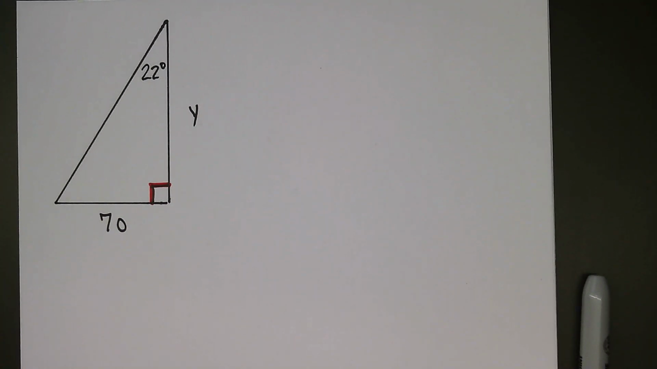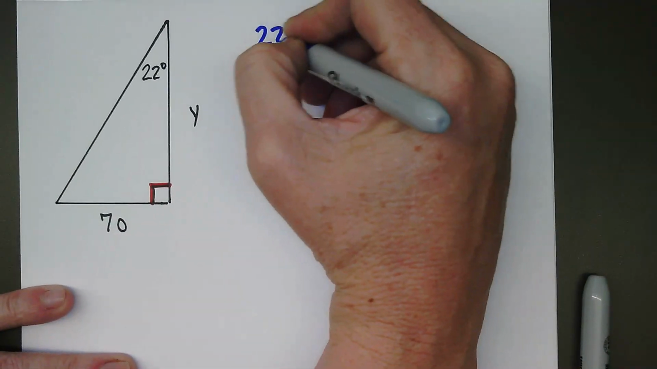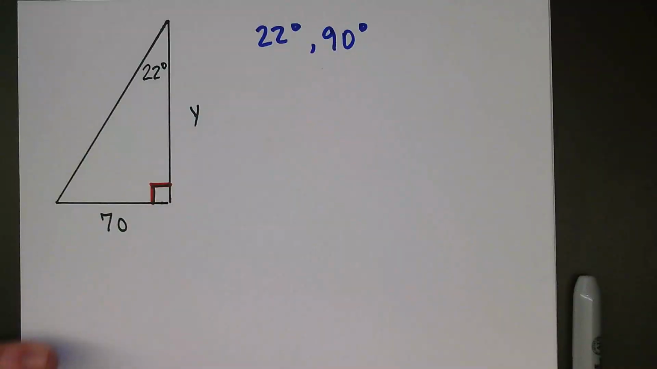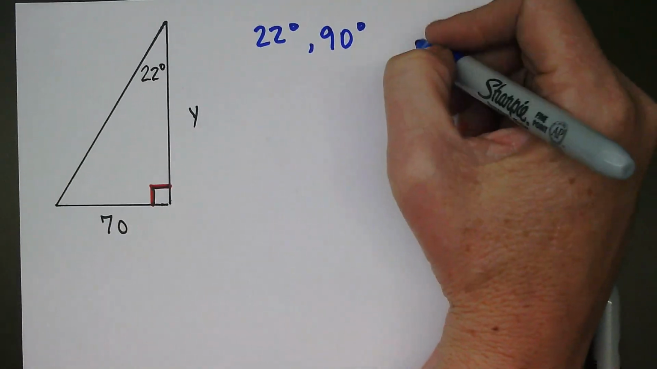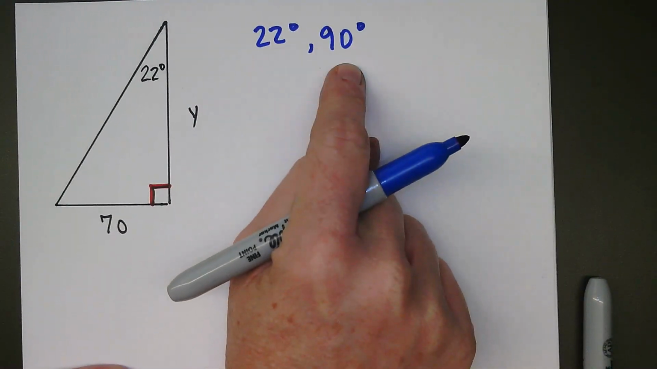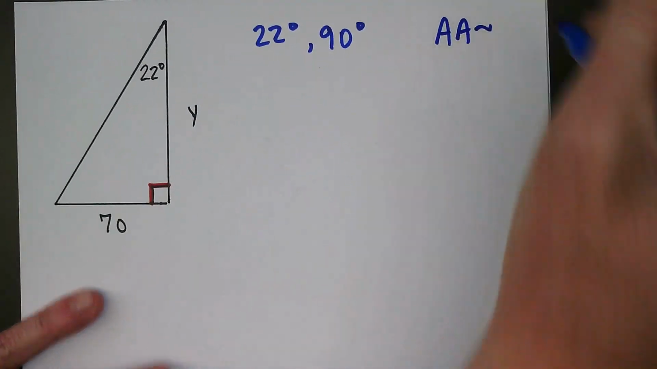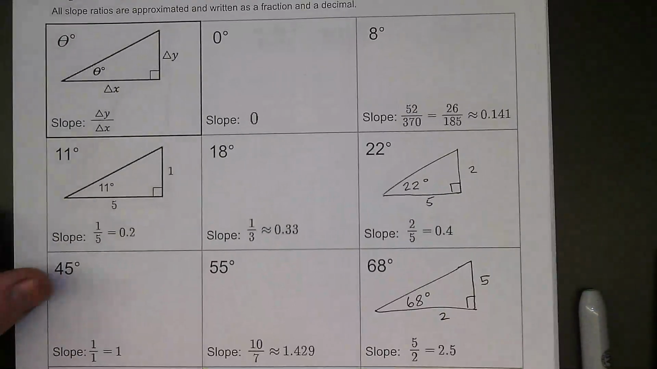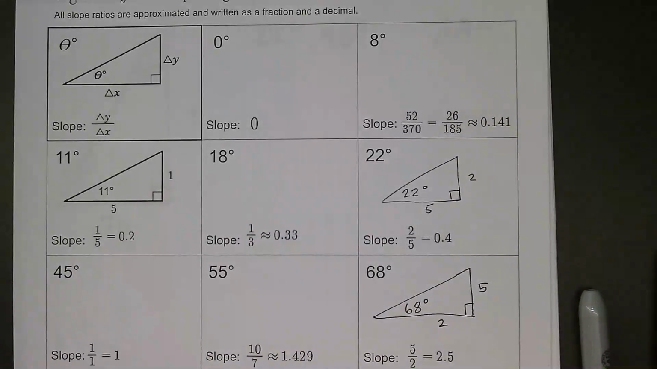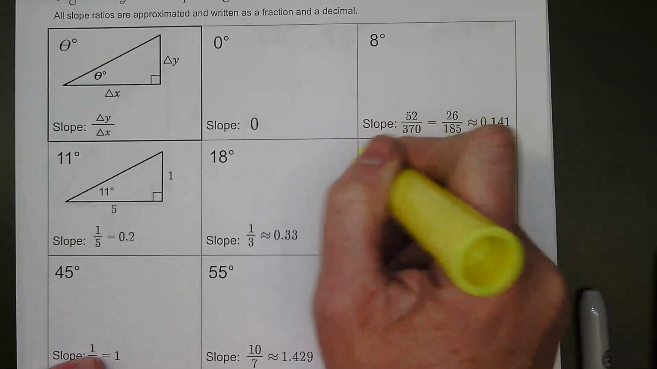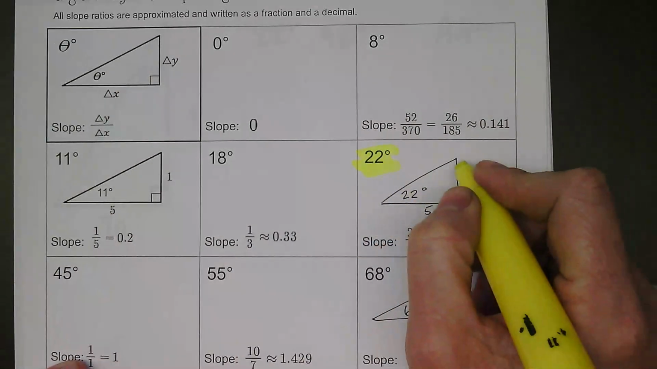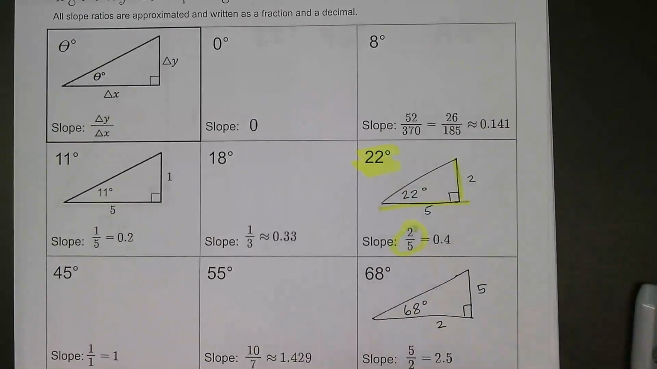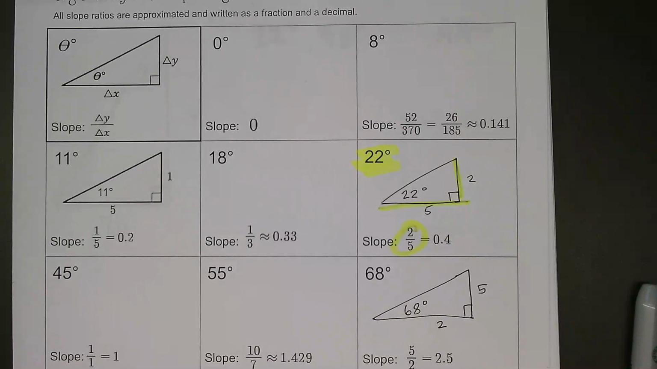So right now, what we've been doing is we've been studying slope ratios. So I can solve this by using a slope ratio because any triangle that has a 22-degree angle and a 90-degree angle would be similar to any other triangle with a 22-degree angle and a 90-degree angle because of angle-angle similarity. So I have a trig table here that we filled out in class, and what this has on it is a slope ratio for a 22-degree angle. It means from the 22 degrees, what's the rise, what's the run, what is the slope ratio? And in this case, it is 2/5.